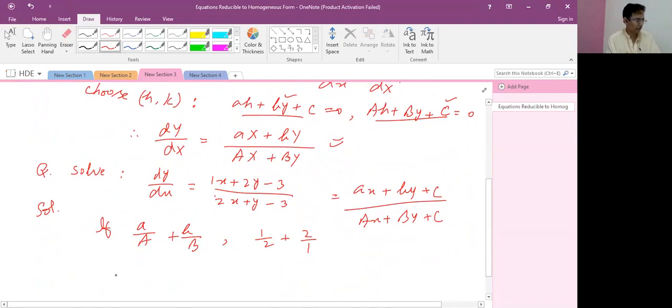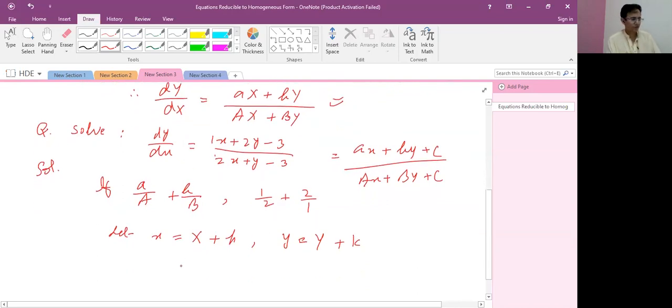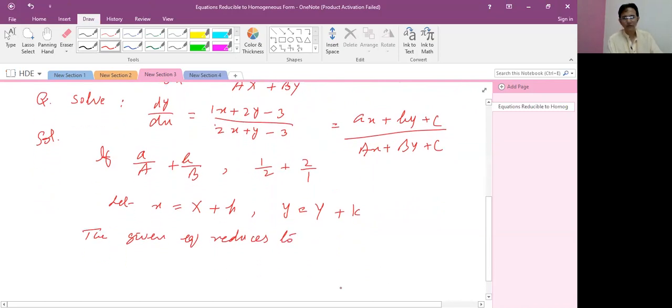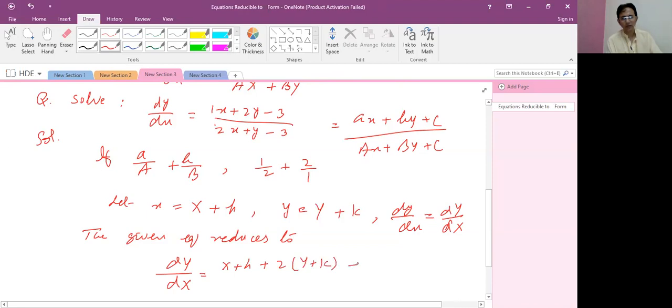So now we will start. Let small x equal capital X plus h and small y equal capital Y plus k. So the given equation reduces to this form. Small dy upon dx equals d capital Y over d capital X. So we put here dY over dX in capital form: (capital X plus h plus 2 times capital Y plus k minus 3) whole upon 2 times (capital X plus h plus capital Y plus k minus 3).